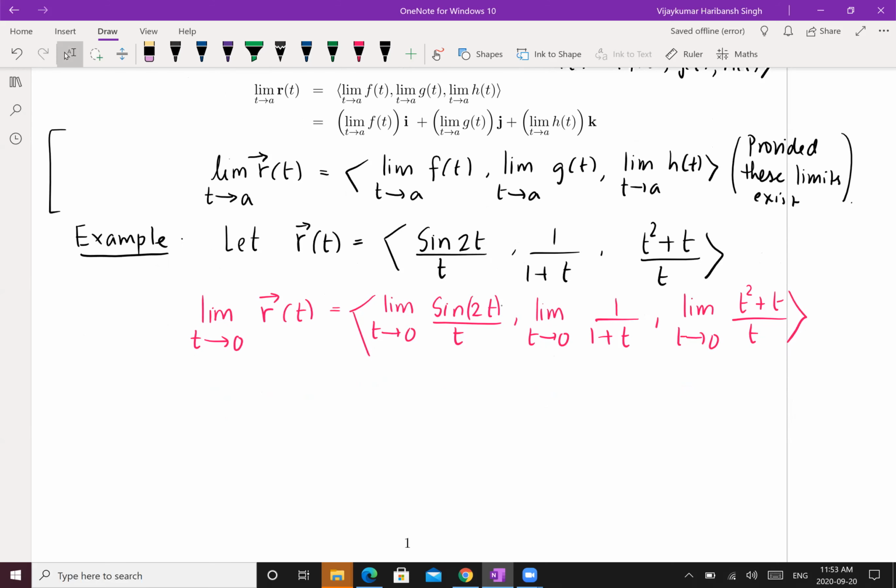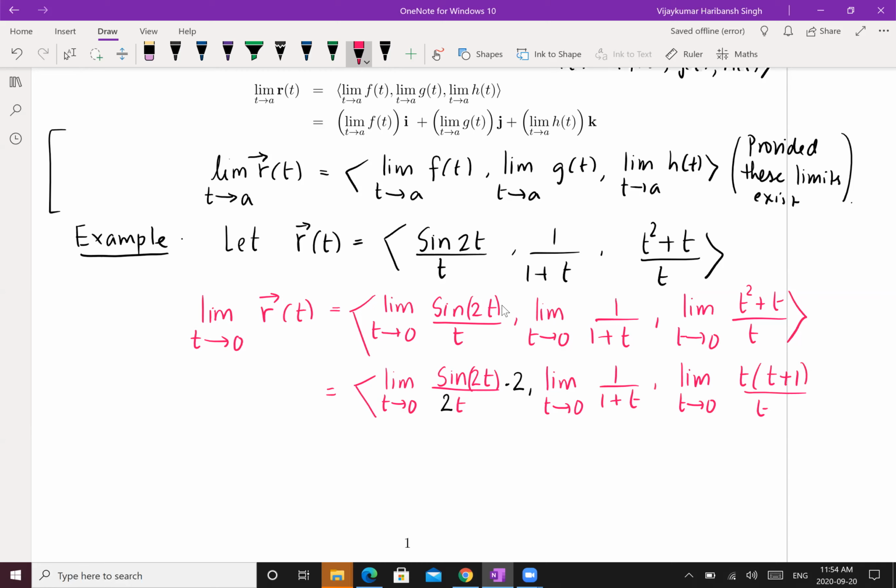Now we have to find each of these individual limits. We can do that in the following way. For the limit as t goes to 0 of sine of 2t by t, we multiply and divide by 2. Here we can take the limit directly. As t goes to 0, we get 1. For the last one, we should take t common, so we have t plus 1 upon t. The t cancels out. This limit is 1, so we get 1 times 2, which is 2. Here you'll get 1. When you put t equals 0, you get 1. So the limit as t goes to 0 of r of t is this.